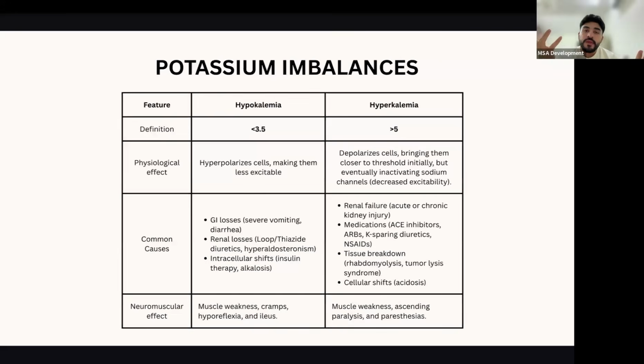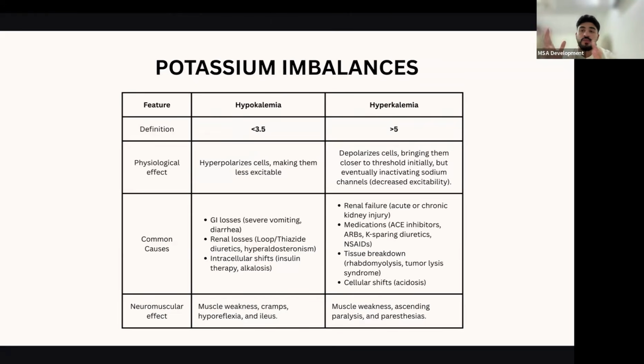Now, when would such scenarios happen? It could happen when you're having severe vomiting and diarrhea, okay, because you're losing the potassium. Or when you're having renal losses. So, for example, people who use loop diuretics, thiazides, or if they have hyperaldosteronism, aldosterone would push for losing the potassium. So in such scenarios, they can have hypokalemia.